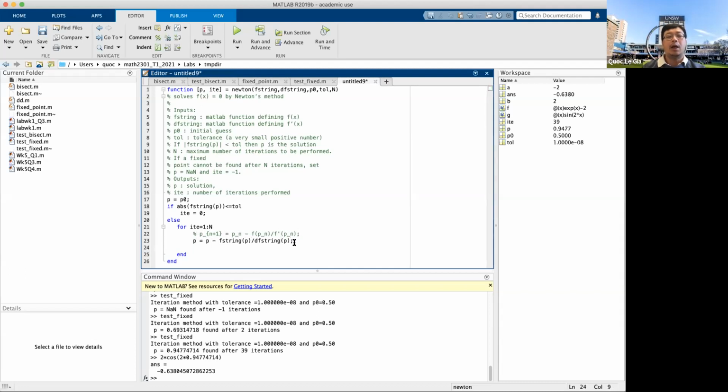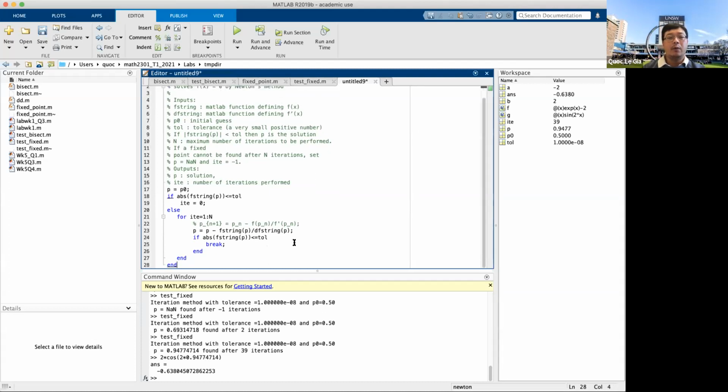And now I check, exactly the same as here. If the value of P satisfies the condition that the absolute value of f at that point is less than the tolerance, then I break. So I have the solution already. I don't do anything, and whatever the number of iterations, it just returns.